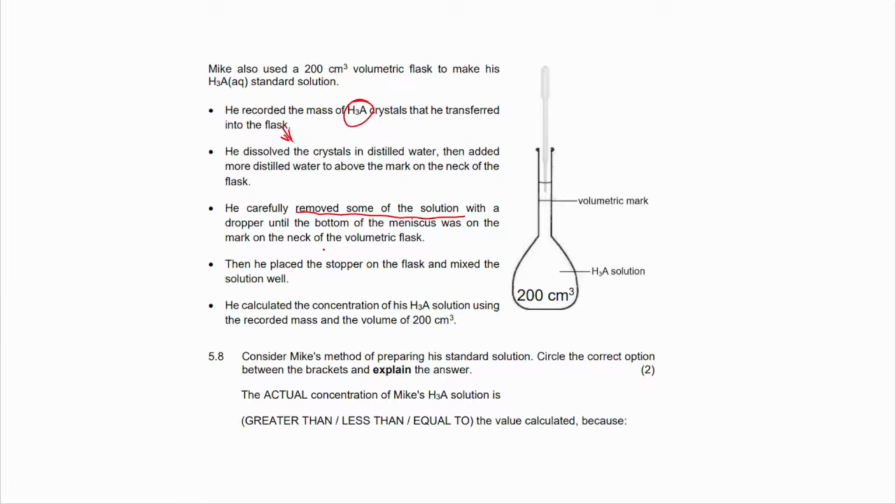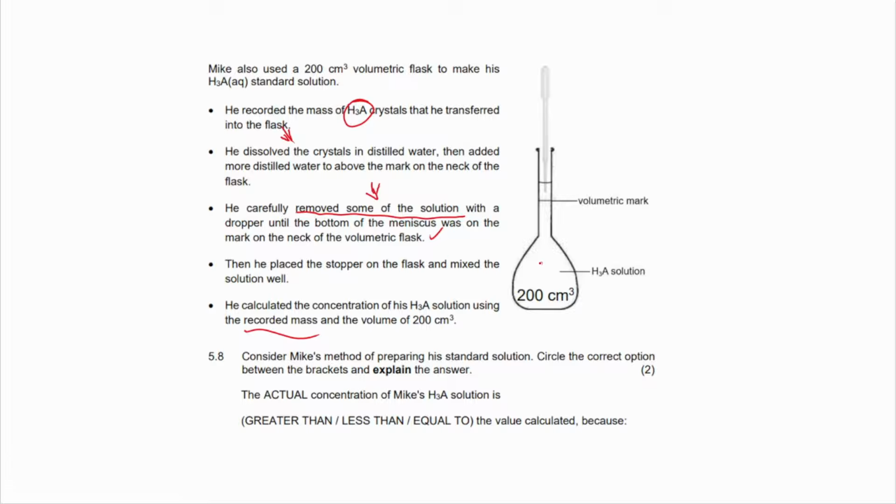So he's done that until the bottom of the meniscus was on the mark. Okay, so the bottom meniscus stuff is right. He then placed a stopper and mixed the solution well. Okay, we want it homogeneous, that's normal. He calculated the concentration of the solution using the recorded mass and volume. But the problem is he actually has less than this recorded mass, because he took some of it out when he removed some of the solution.